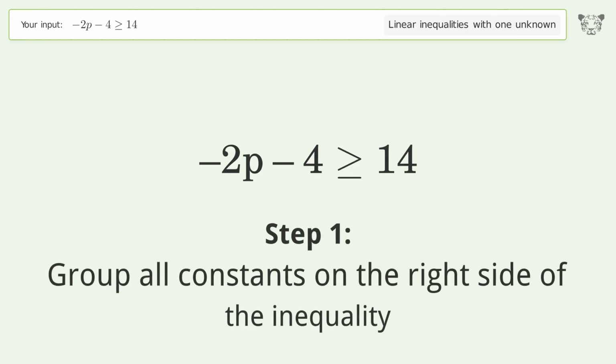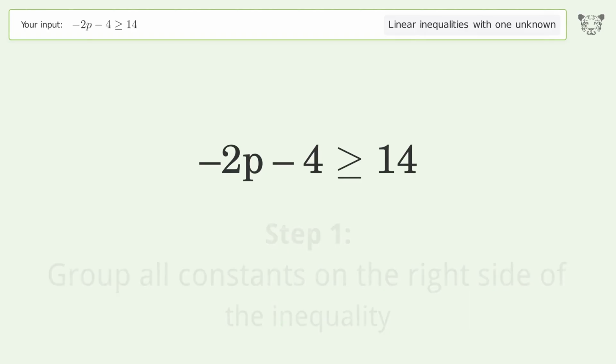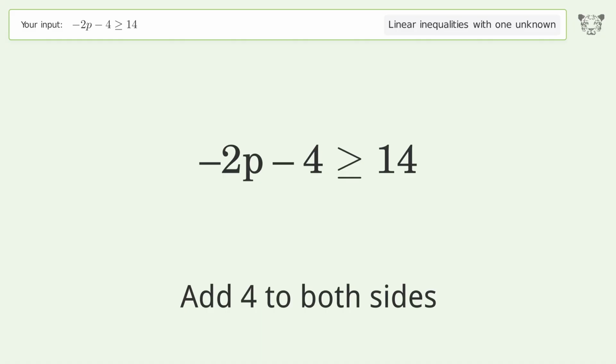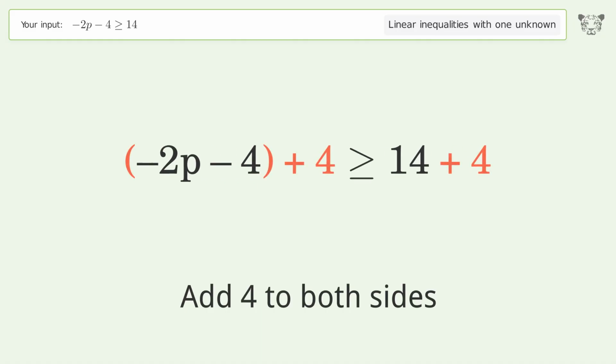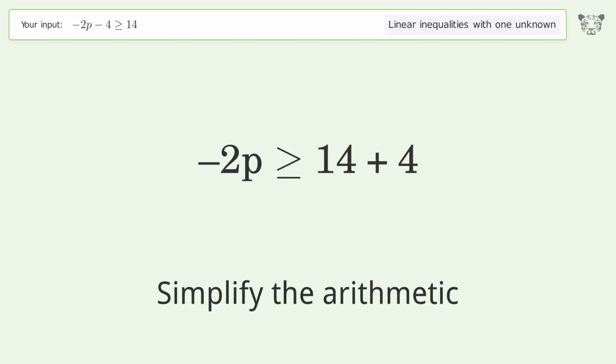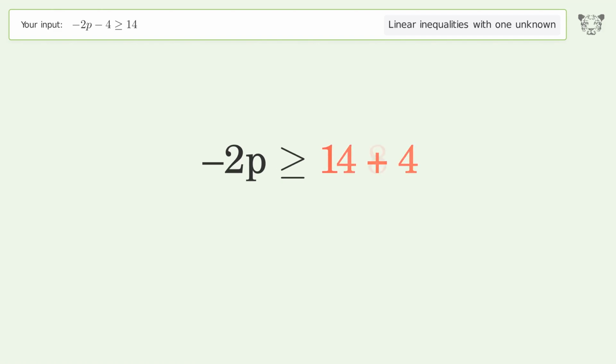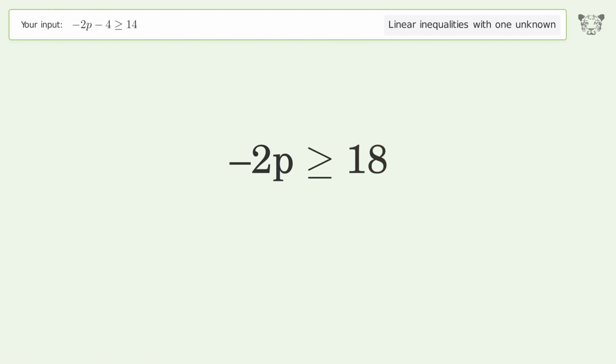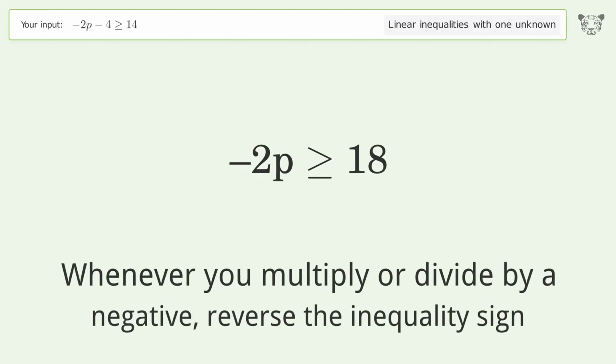Group all constants on the right side of the inequality. Add 4 to both sides. Simplify the arithmetic. Isolate the p. Divide both sides by -2. Whenever you multiply or divide by a negative, reverse the inequality sign.